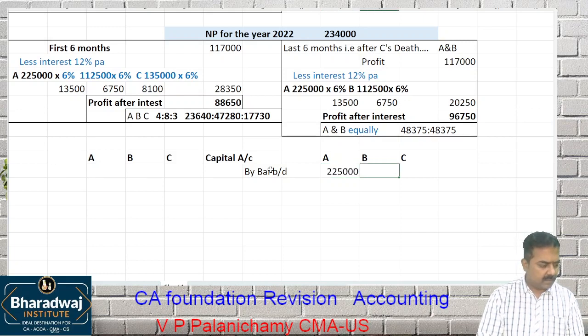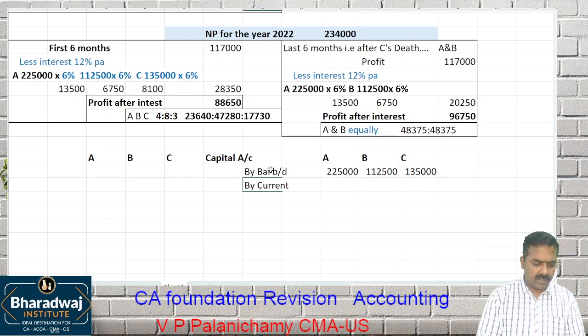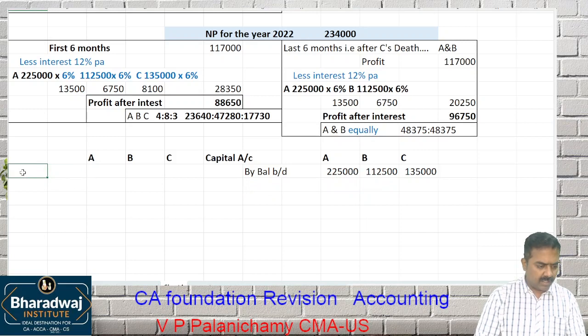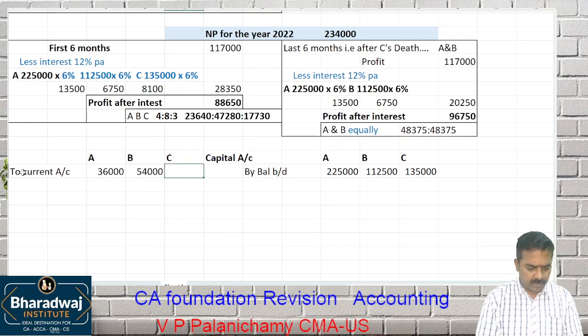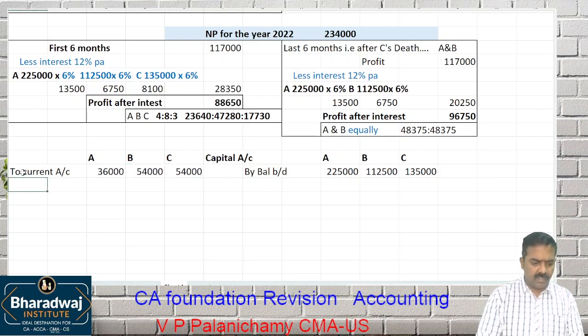2,25,000, 1,12,500, 1,35,000. Bring current account also here. Current account of partners, how much is it? 36,000. Sir, debit side. Oh, the current account is in the debit side. Okay, to current account 36,000, 54,000, 54,000. Current account.